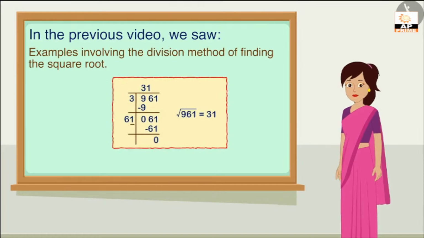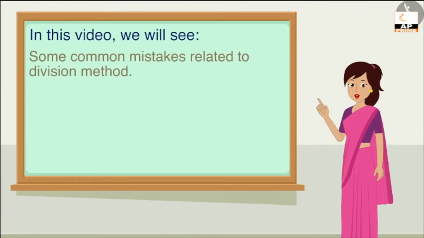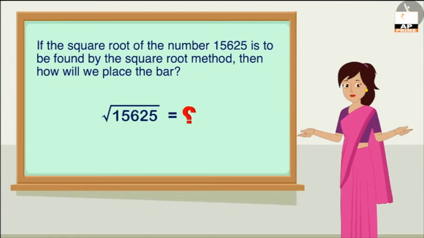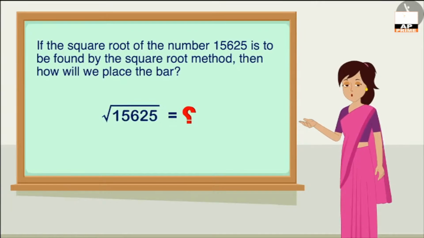In the previous video, we saw examples of finding the square root using the division method. In this video, we will see some common mistakes associated with it. A teacher asked his students to find out the square root of the number 15,625 using the division method.